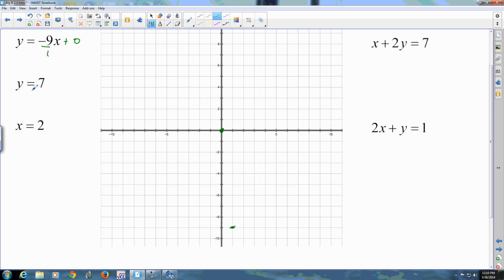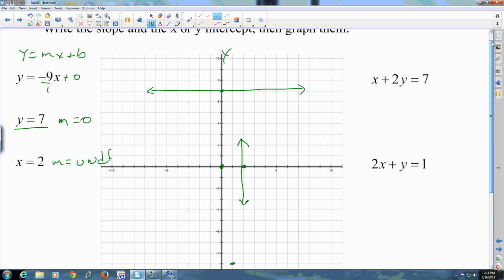This one, remember, it only has a y. So you go to your y-intercept of 7, and it's going to be a horizontal line. They cross the axes they have. This only has a y, so it's only crossing the y. This only has an x, so it's only crossing the x. So this one's going to be vertical at 2. Remember, the slope of this one is 0, and the slope of this one is undefined.